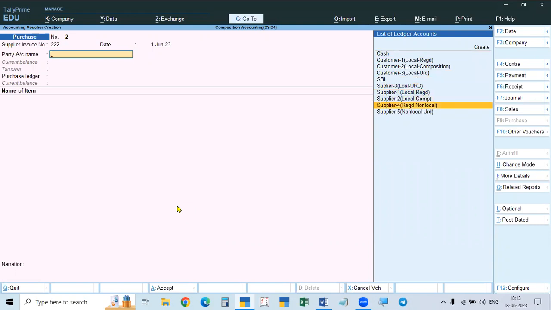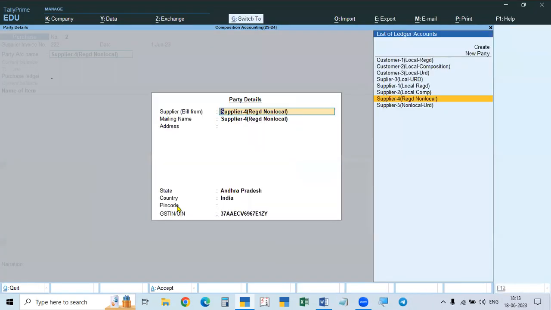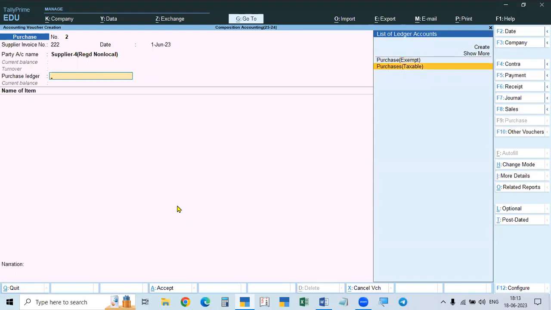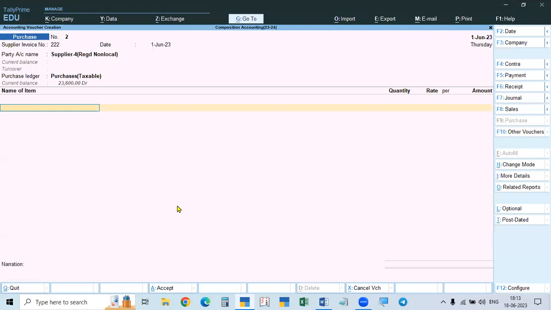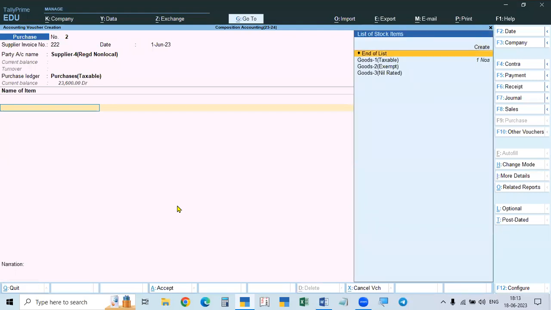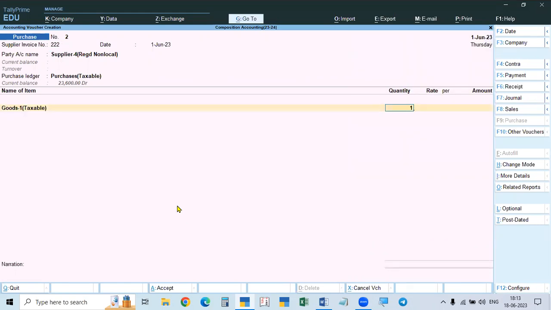Now we will take a registered non-local supplier. Here also we will take goods, taxable. Goods purchase, taxable, 120,000. So again here, see, purchases taxable, registered non-local.